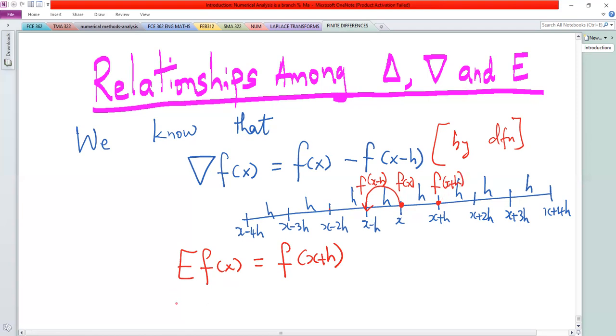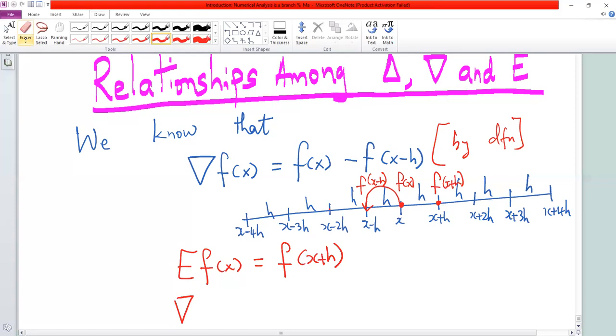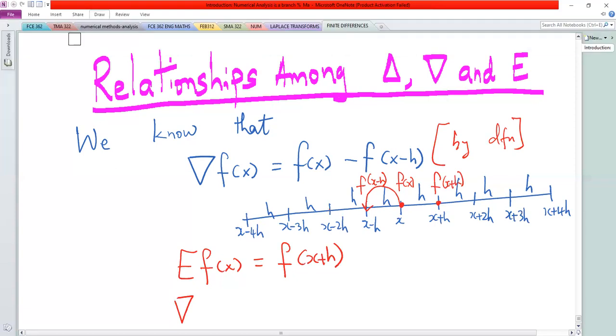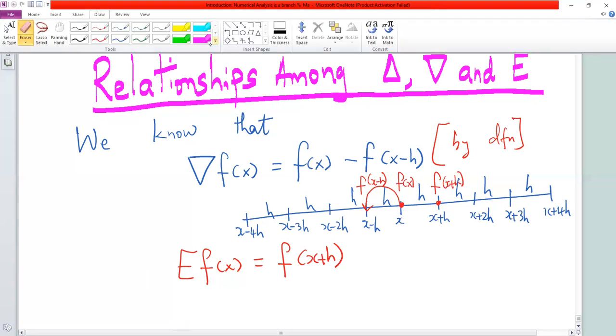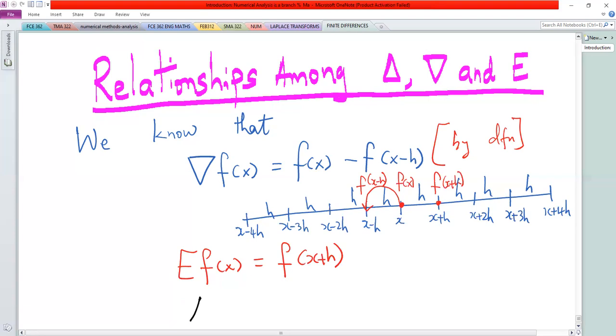Now, also we know that the forward operator of f of x is the difference between the next step ahead, which is f of x plus h, minus where you are standing at f of x. So this difference is starting from the next step back to where you are standing.